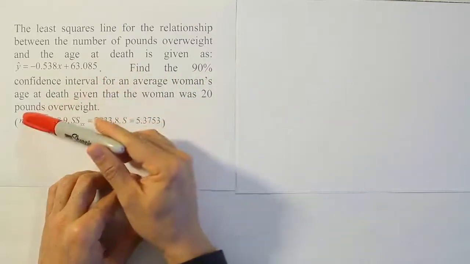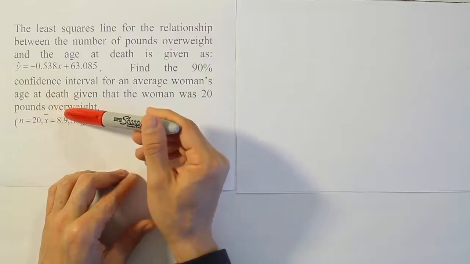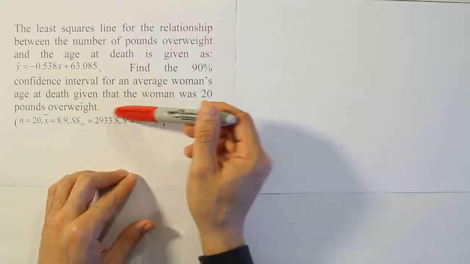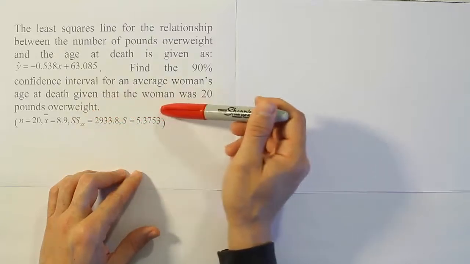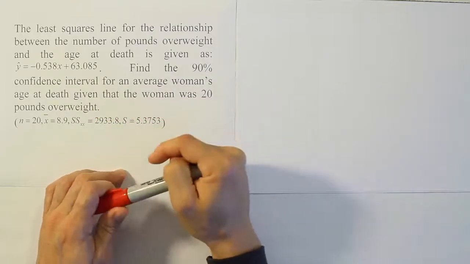We have n equals 20, x bar is equal to 8.9. The sum of squares for the x's is 2,933.8. And finally, we have an S value of 5.3753.